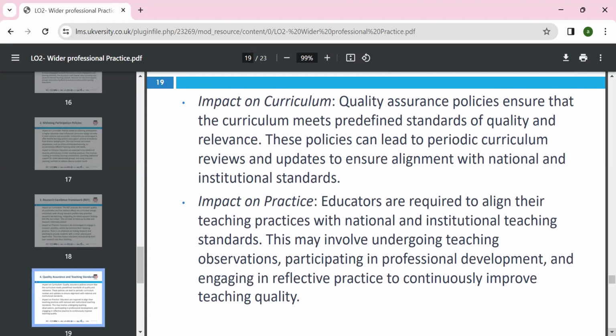This may involve undergoing teaching observation, like peer observation within the institution, with a record kept of it, and participating in professional development, of course, such as professional development courses and teacher training days, and engaging in reflective practice. Of course, reflective practice is crucial, and most institutions have policies in place to continue to improve teaching quality.